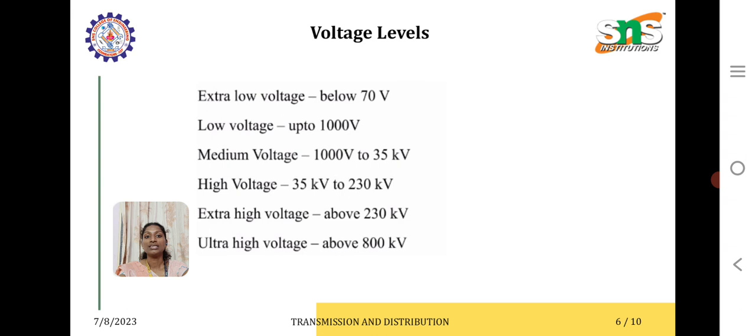So we have six voltage levels, which is very important, so that we can name based on the voltage, whether it is high voltage or low voltage or medium voltage.